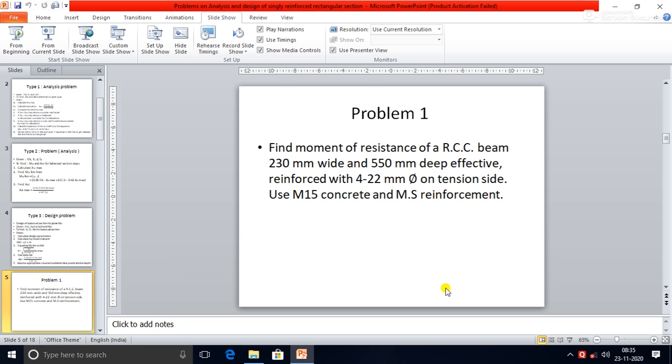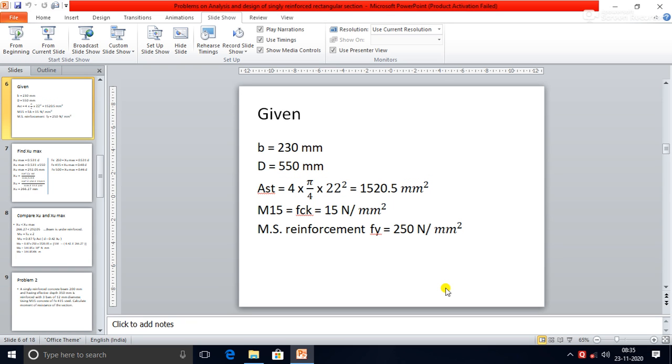So depending on this, we'll start the first problem of the first type. We have to find the moment of resistance of an RCC beam 230 mm wide and 550 mm effective depth, reinforced with 4 bars of 22 mm diameter on the tension side. Use M15 concrete and MS reinforcement, that is Fe250 steel grade.